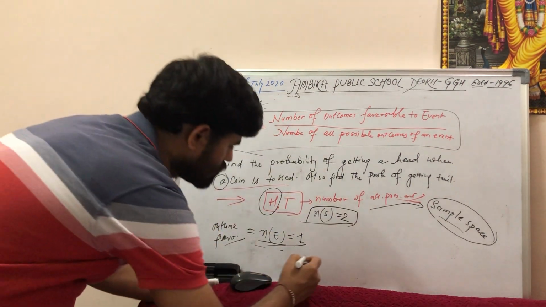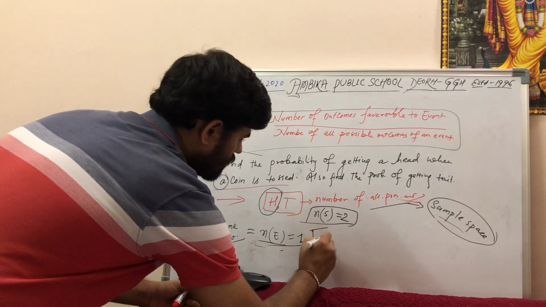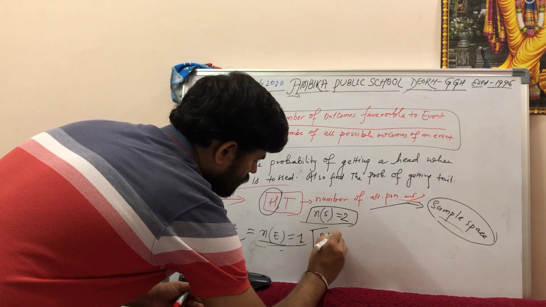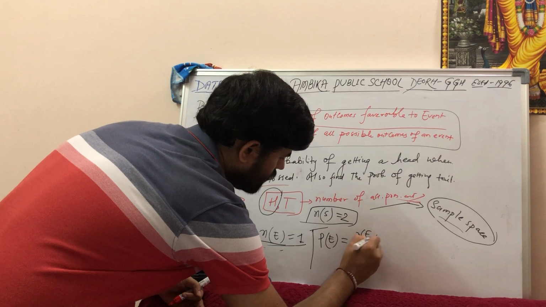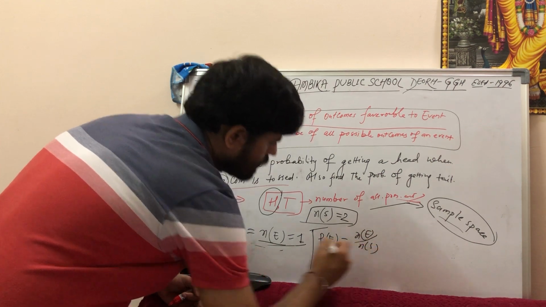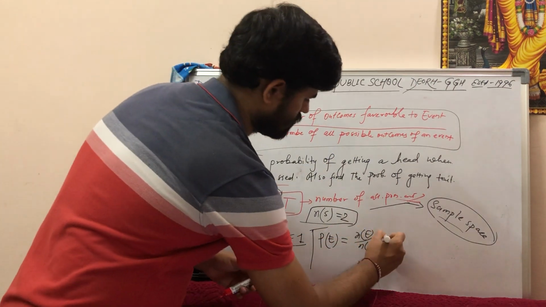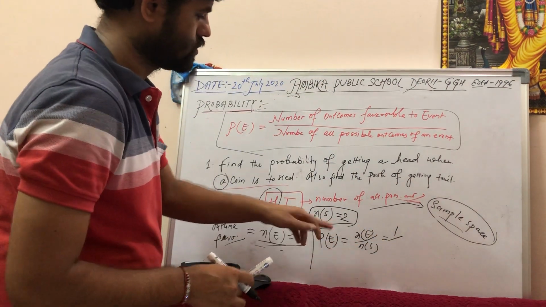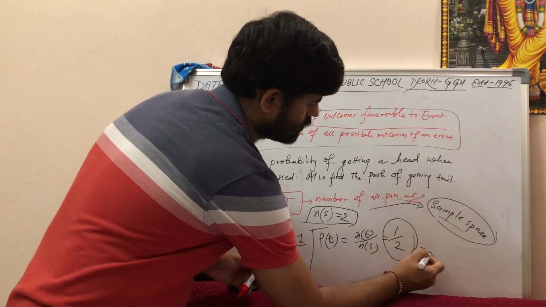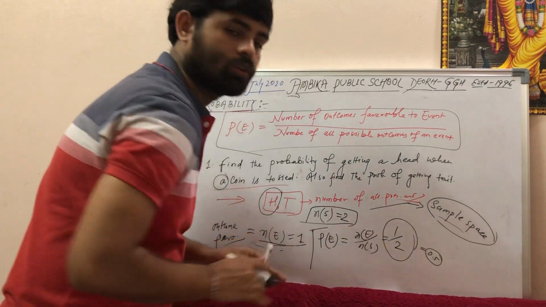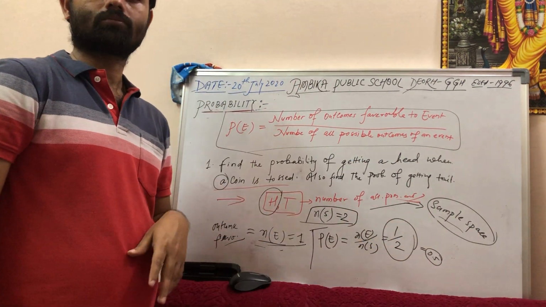So probability means what? We'll write probability of the event equals number of events by number of sample space. Number of events is 1. Number of sample space equals 2. So probability equals 1 by 2. 0.5 you can write, or 1 by 2 is also fine. So this is the probability of getting a head.